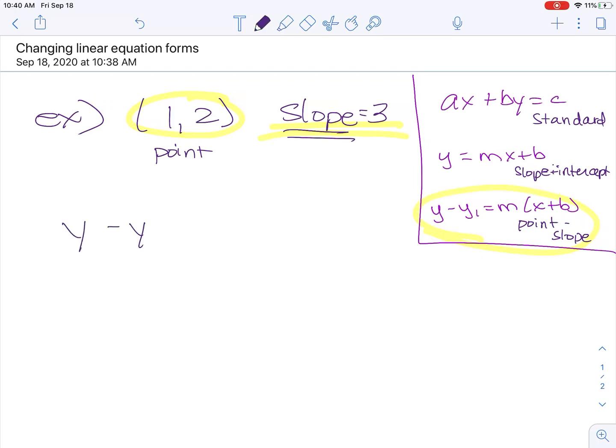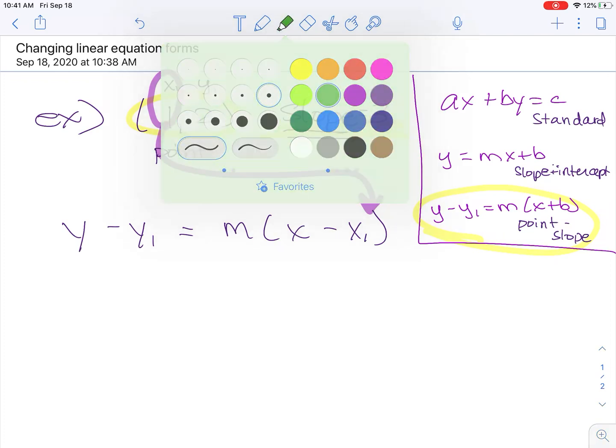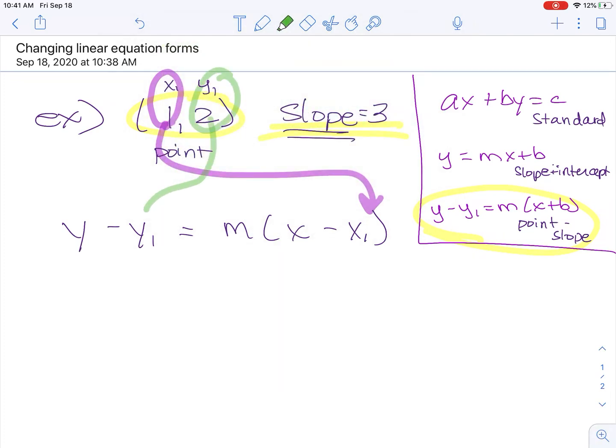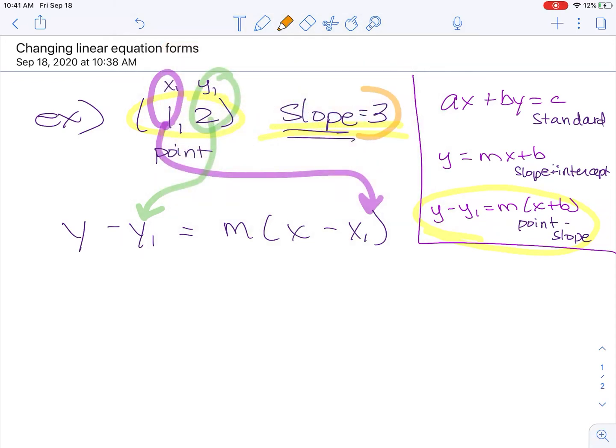So we're going to write the form down, and then we're going to plug into it. Remember, this is a point, so we can call this x1, y1. This is our x1 value, we're going to plug that in right here. This is our y1 value, we'll put that here. And this is our slope value, so we're going to put that right here.